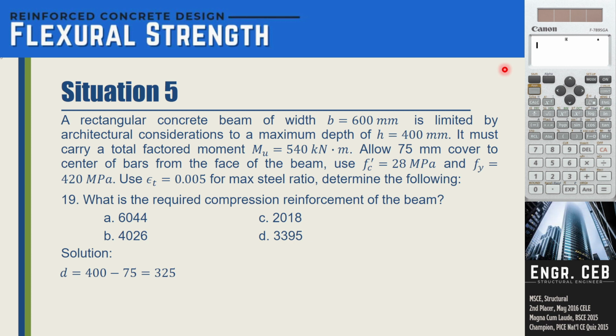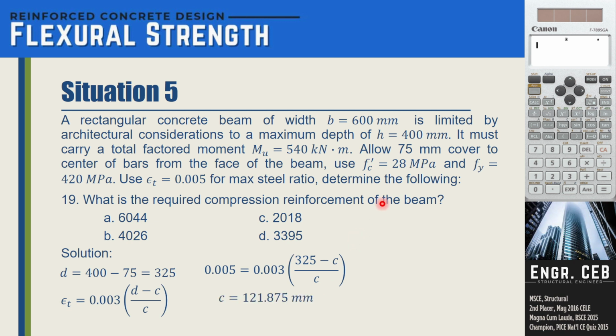So first we have to compute the effective depth. That is 400 minus the effective cover. After that, let us compute the depth of the neutral axis C. As stated in the problem, we will use the strain of 0.005 for max steel ratio. So we equate this to 0.005, then we can compute the value of C. The value of C is 121.875 millimeters. With that, we can now compute A, that is 0.85 of C, and that is 103.59375 millimeters.